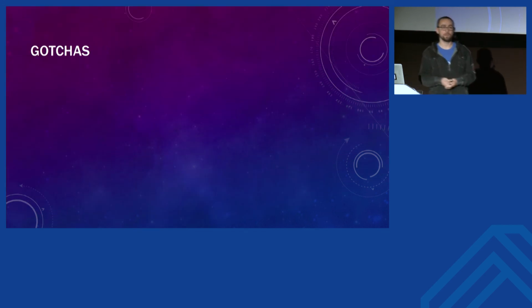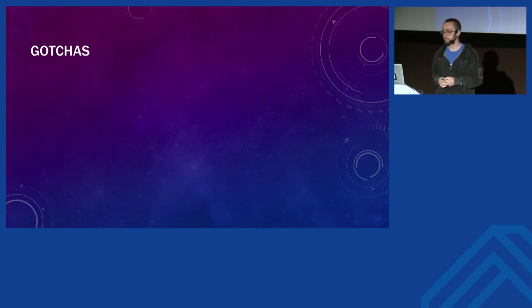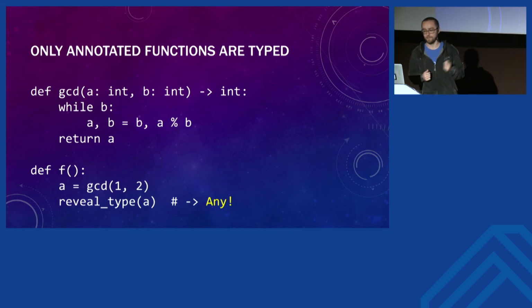Now let's talk about gotchas that you're going to fall into. I don't know about you, but I did when we actually tried our thing in practice. I already told you multiple times now, right? That only annotated functions are typed. But you're still going to sometimes be surprised by this. You can actually do reveal type on a function that is not annotated, and MyPy is going to tell you something. It's going to tell you, yeah, Any.